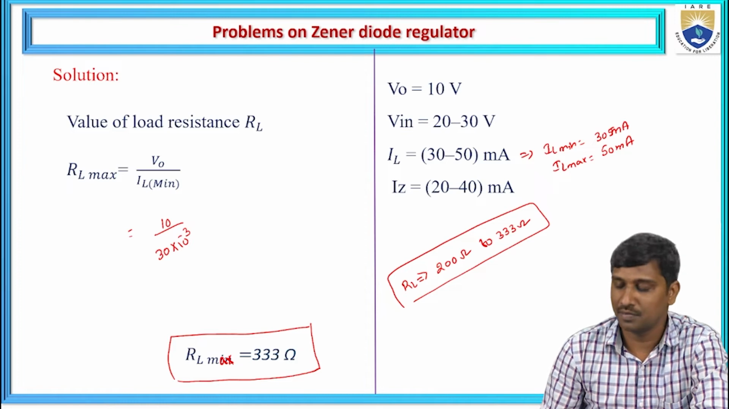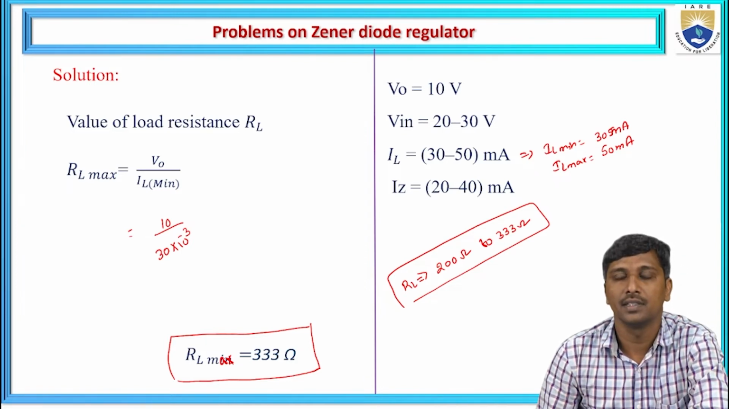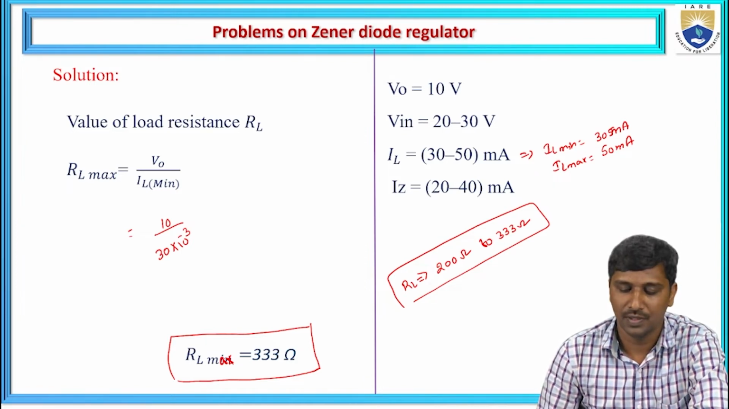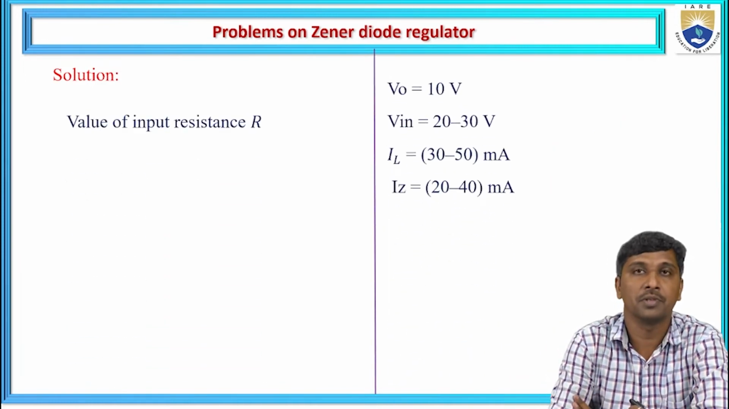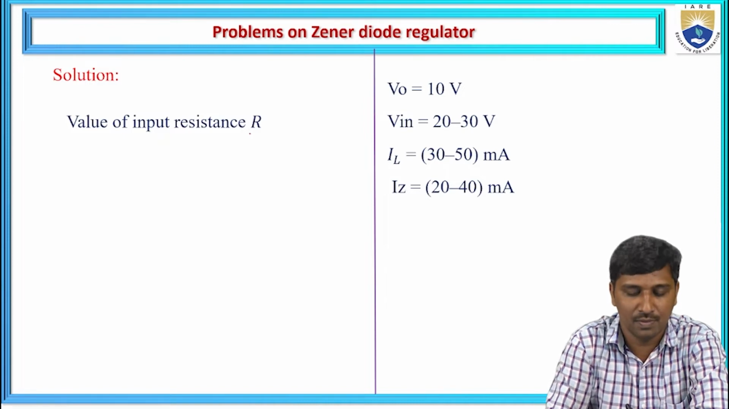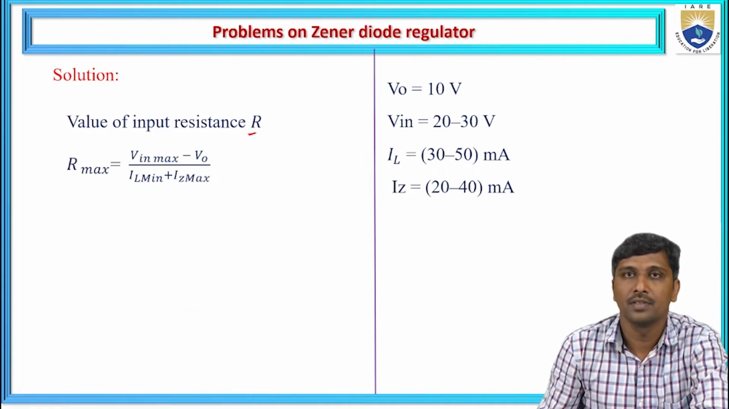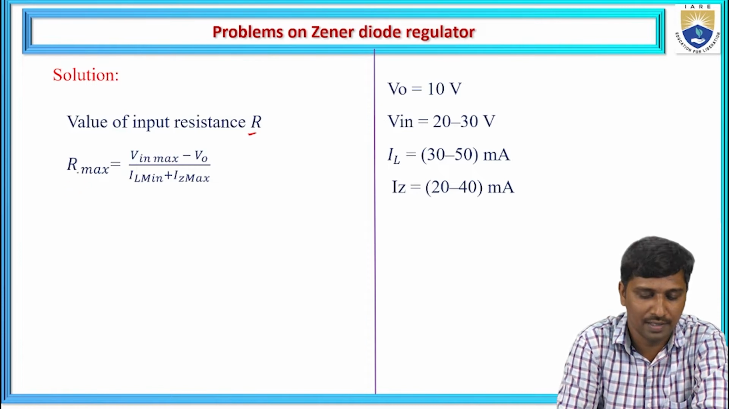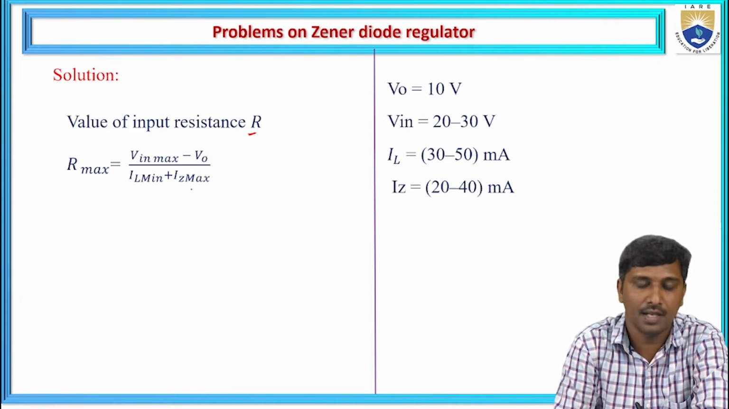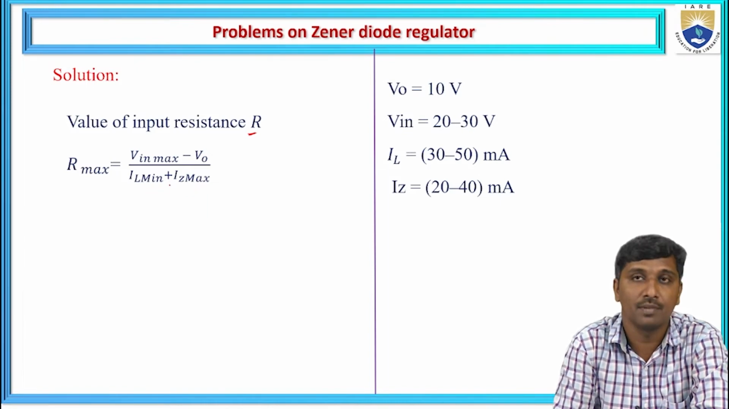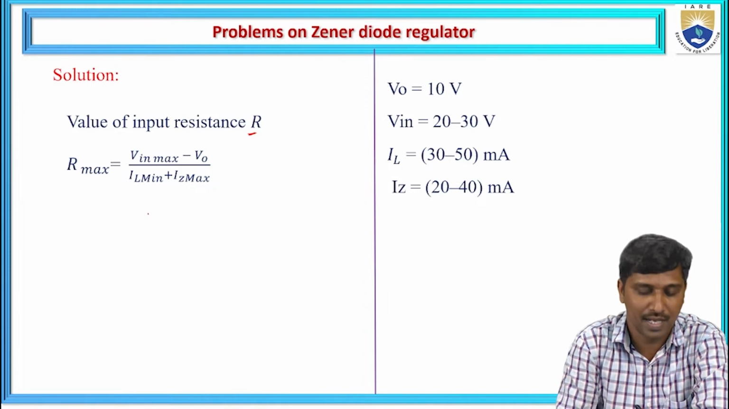Then after that, we need to calculate how much input resistance is needed to produce the given specifications. I am now going to calculate the value of input resistance R. R is defined as the potential difference between the Vin maximum and the output voltage, divided by IL minimum plus IZ maximum, the summation of load current minimum and the Zener current maximum.